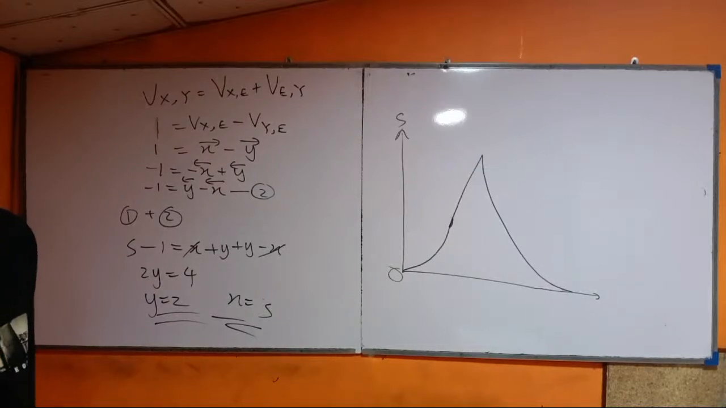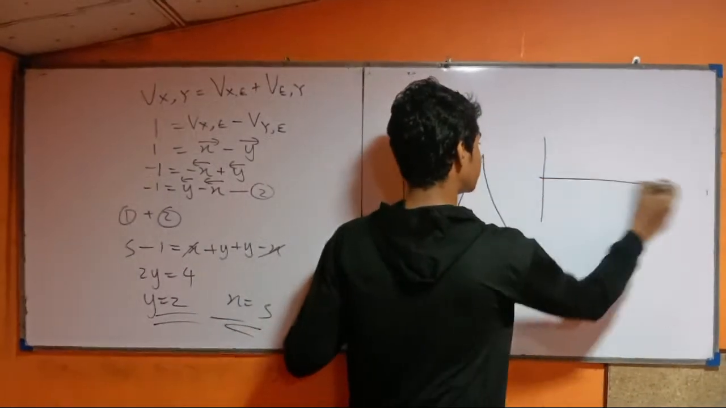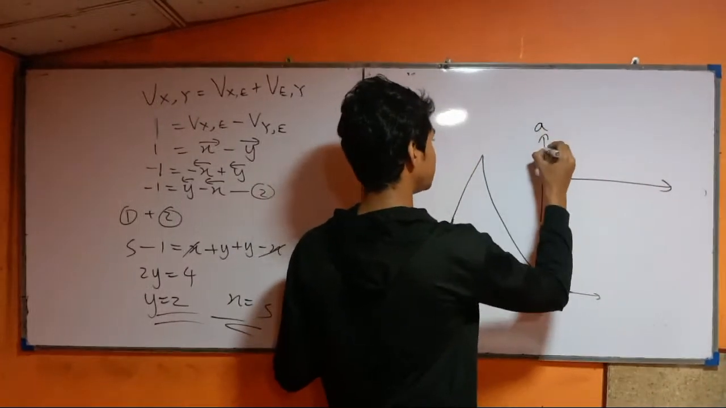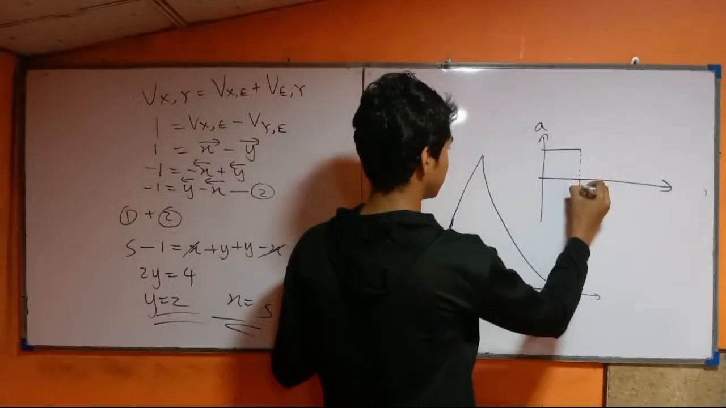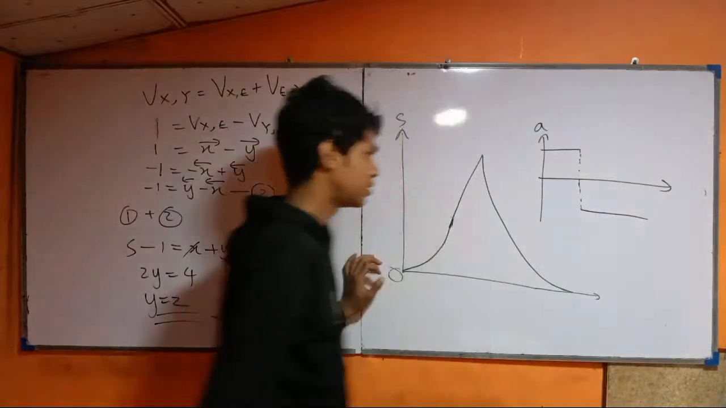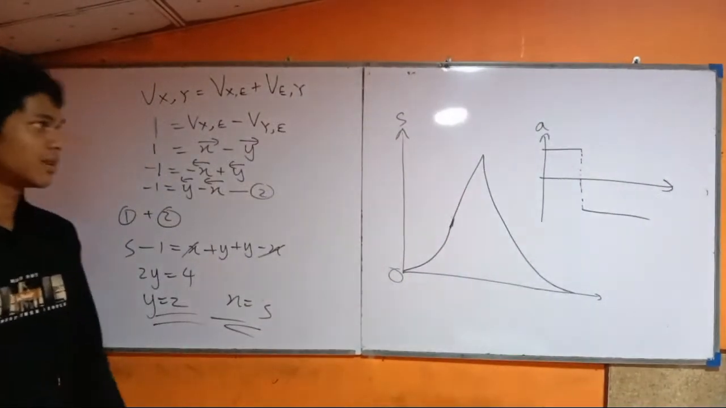The acceleration-time graph: first you have positive acceleration. After that, you are going to have negative acceleration like this. So this one is actually going to be the answer. There's a printing mistake. Answer number 5.